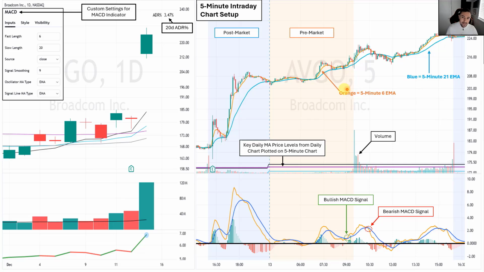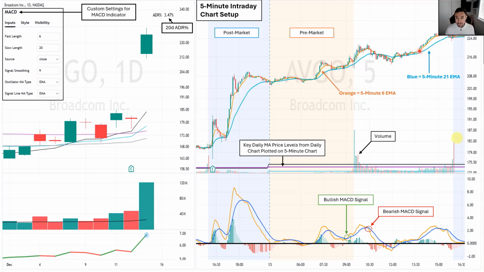What I will just highlight here in terms of the 5-minute intraday chart setup, you can see the custom MACD settings. So you're going to see 5-minute charts, 15-minute charts, and 30-minute charts. These are the custom MACD settings that I apply. So the MACD obviously being down here, I keep that consistent, whether it's the 5, the 15, or the 30-minute time frame for all intraday charts.